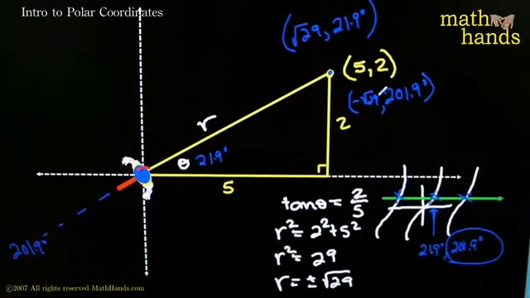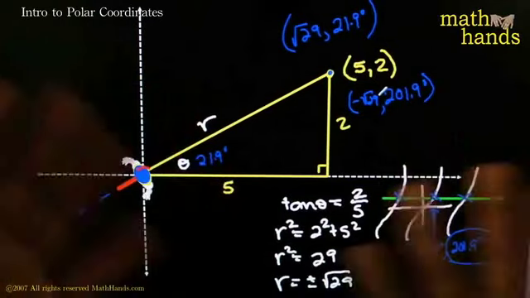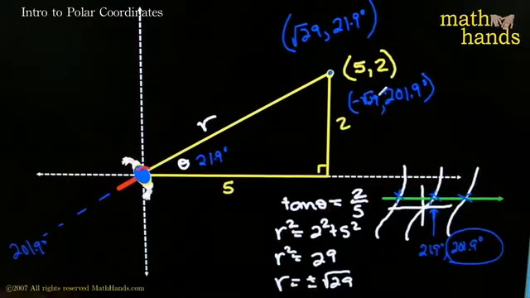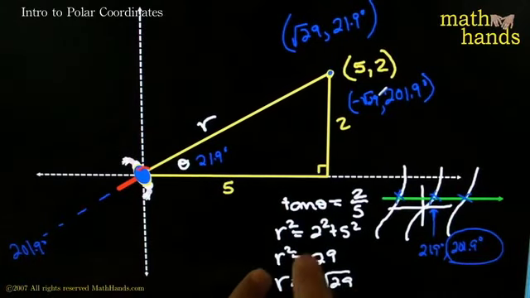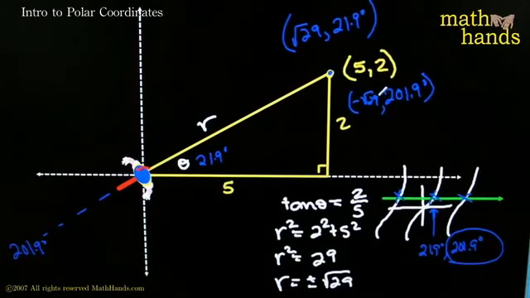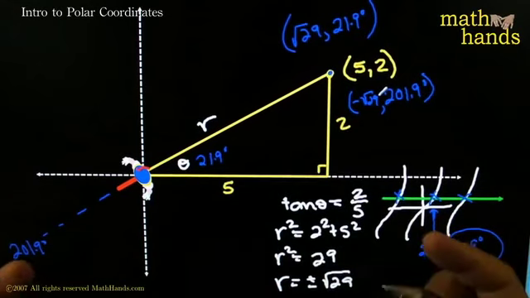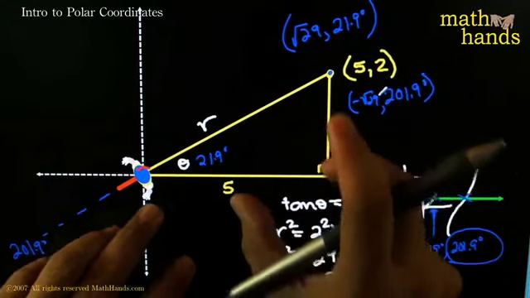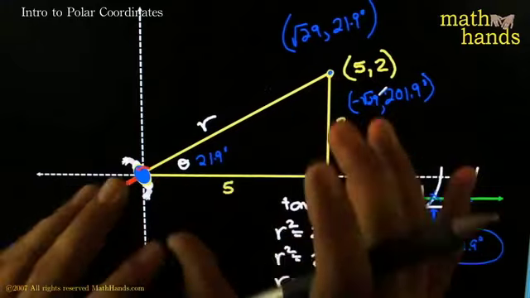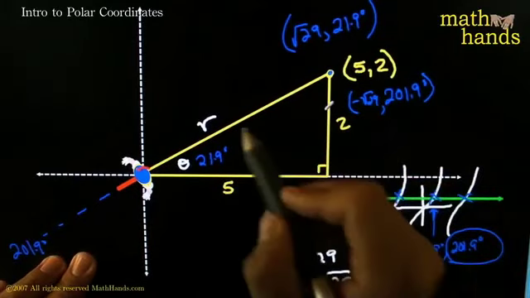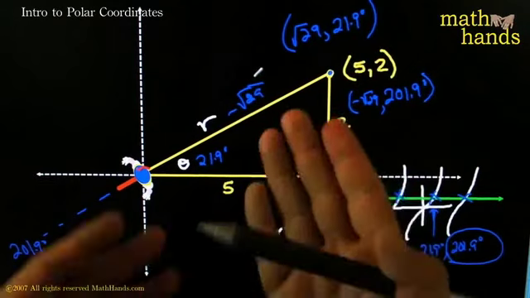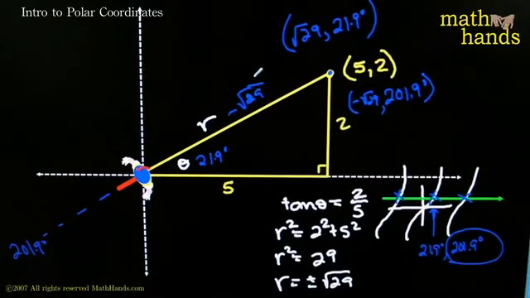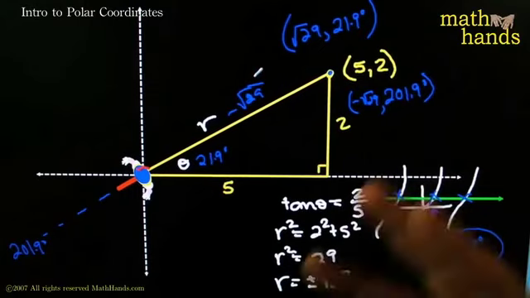There are infinitely many ways to translate. Both of these are good. There's not one best answer per se. You just have to look at the picture and make sure you coordinate the right r with the right theta. And that's about it. By the way, we've never had a triangle with a negative hypotenuse up until this point. The r could possibly be negative square root of 29. Interesting, huh? Anyways, that's how you translate.